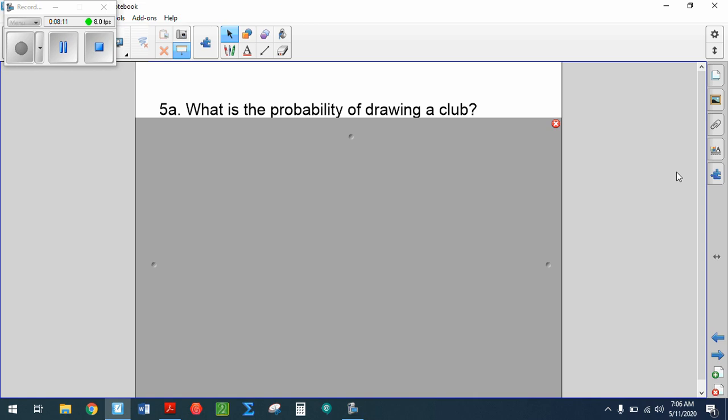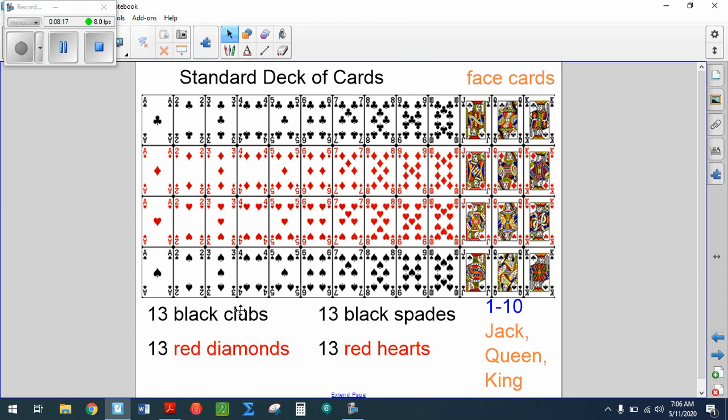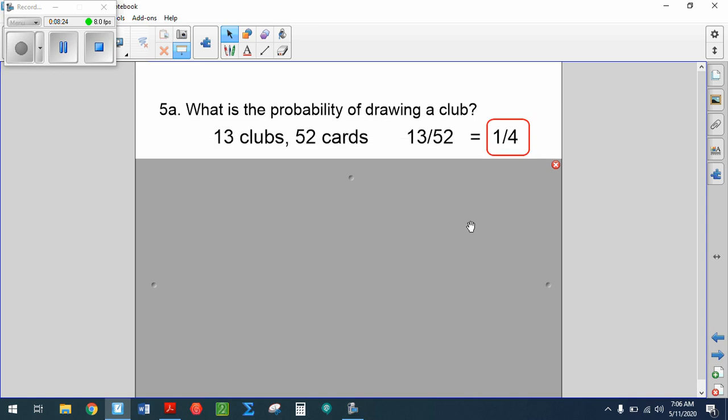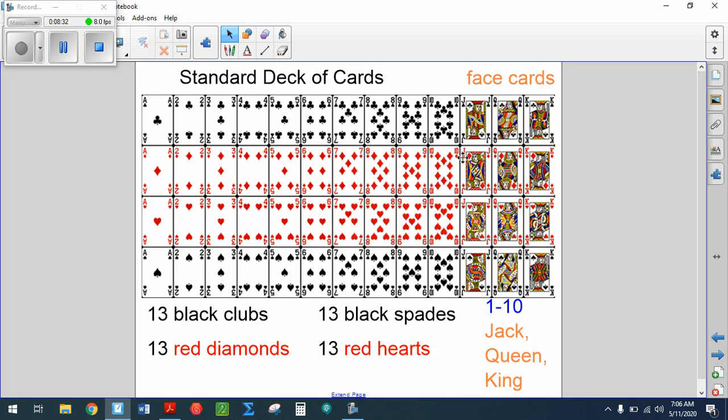So what's the probability of drawing a club? That's a single event. What's the probability of drawing a club? Well, there are 13 clubs, and there are 13 of each. So 13 times 4 is 52 cards. So 13 clubs, 52 cards. That's my probability. 13 out of 52, 1/4. It makes sense that the probability of drawing a club is 1/4 because there are 4 rows of cards. They're all the same size.